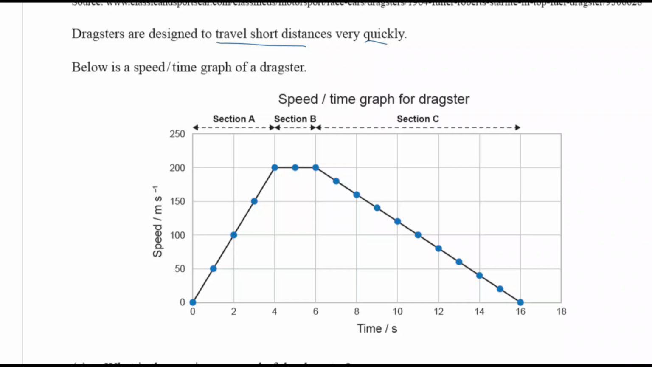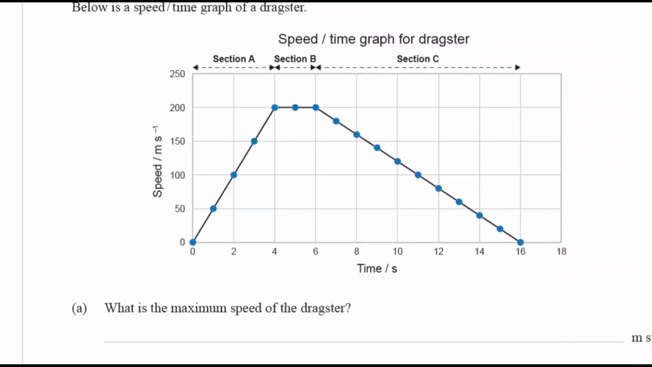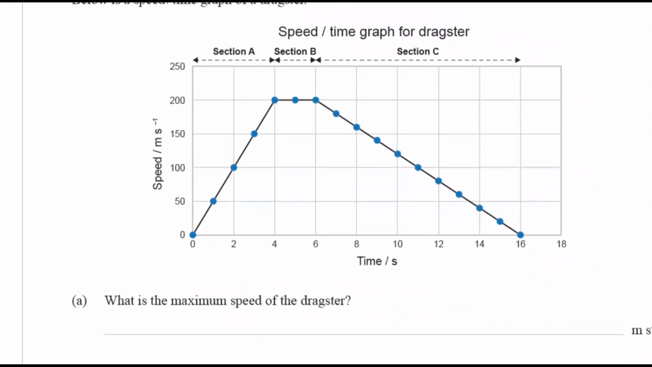However, we don't know when the race starts or finishes. They might get a run-up, or they might have some time to decelerate afterwards. But let's explore that now. So for a speed time graph, it's traveling at a constant speed when the speed time graph is flat. It's horizontal. So for example, up here, it's traveling at a constant speed of 200 meters per second.